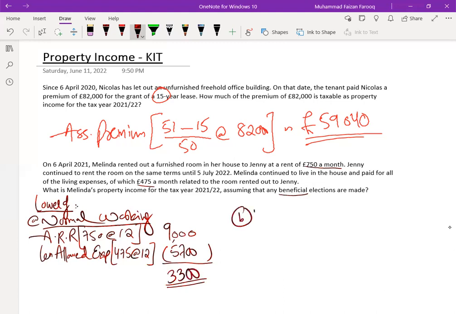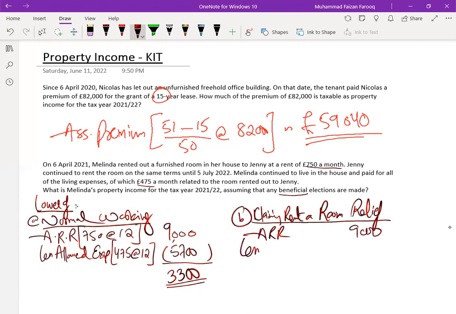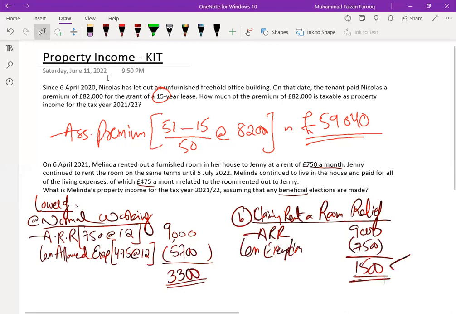Now, claiming rent a room relief. How to claim a relief? So ARR will be the same, 9,000. But instead of expenses, we will deduct the exemption. How much? 7,500. Very good. So the answer is 1,500. So what will be my final answer? Method 2, 1,500, because he is asking you to answer on the most favorable basis. So this is done. Any questions, please?